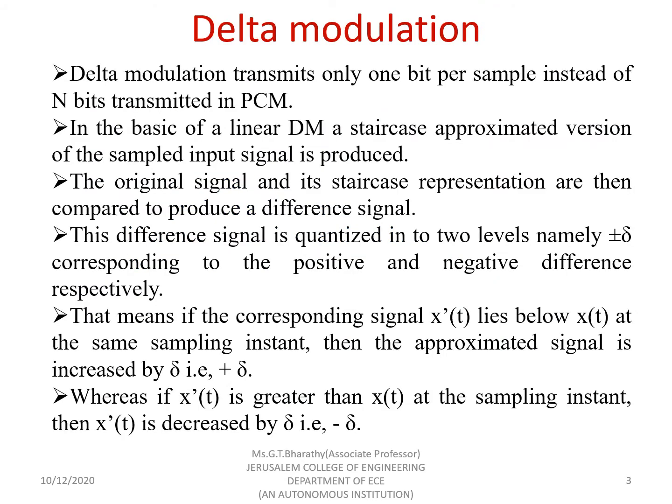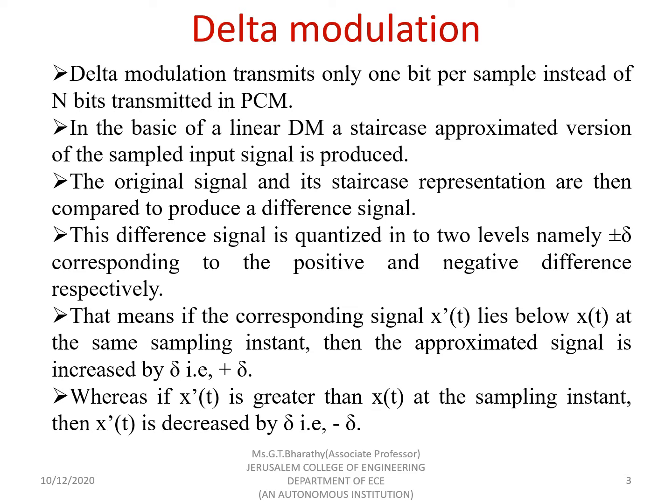So delta modulation transmits only 1 bit per sample instead of n bits transmitted in PCM. We saw that in PCM each and every sample will be quantized and then encoded. While encoding, the number of bits present in the encoder can vary. In the previous class we saw that each sample was transmitted as a 3-bit representation, 110, 101, 000 like that. But now in delta modulation, for each and every sample only 1 bit will be transmitted. That 1 bit will be either 0 or 1.